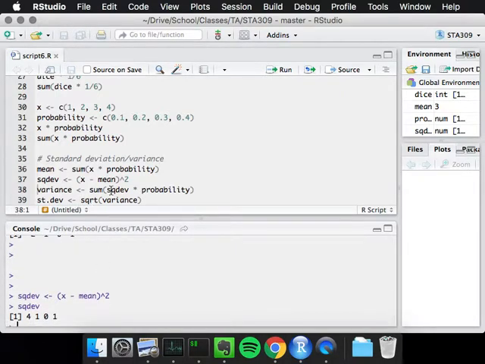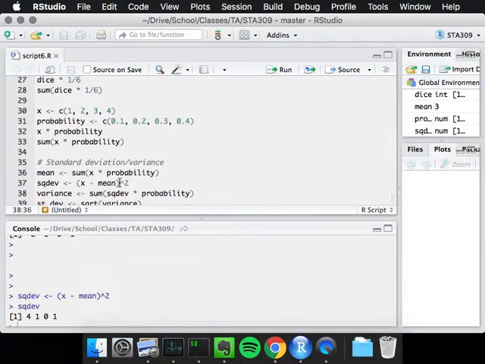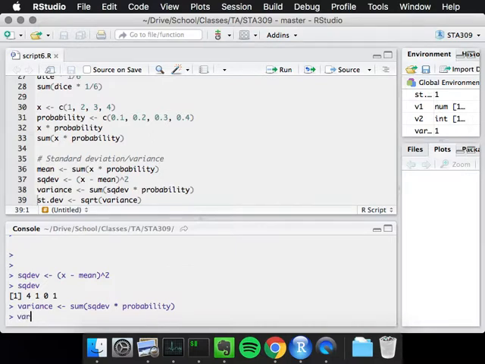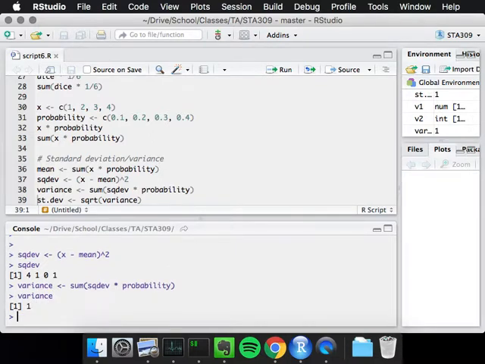And finally, I have to multiply the square deviations by their probability. You just have to remember this, and that's how you calculate the variance. The variance is when you sum all of the square deviations times their probability. If I do that, I should get the variance. It's actually 1, just by coincidence.